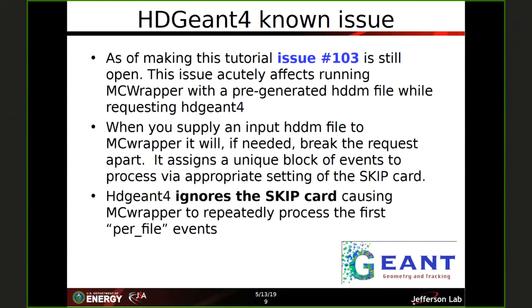Essentially, when you supply MC-wrapper an input HDDM file, it's clever enough to figure out, I need to make 10 jobs, and each job should run over a different tenth of that input file. So you don't have to break your data apart. It will deal with all of that. It does that by utilizing the skip card, which is in the control.in file. Problem is HDJAUNT4 ignores the skip card. So MC-wrapper tells JAUNT, hey, skip 20,000 events, and HDJAUNT4 doesn't listen. And so what you end up getting is MC-wrapper repeatedly running over the first set of events.